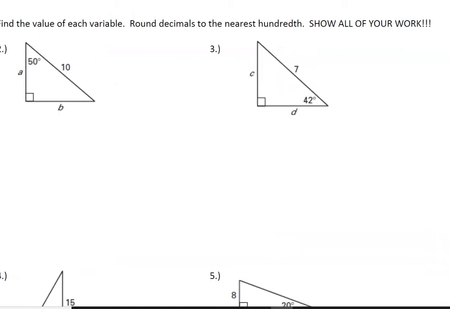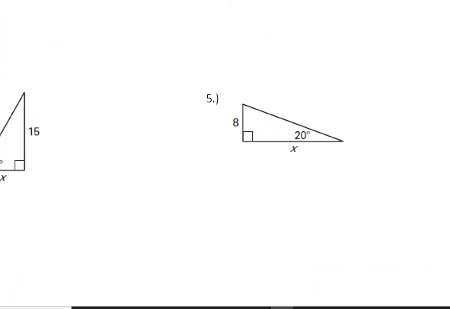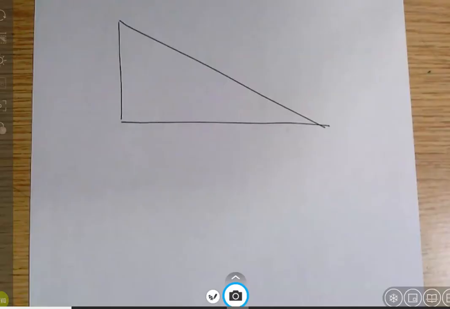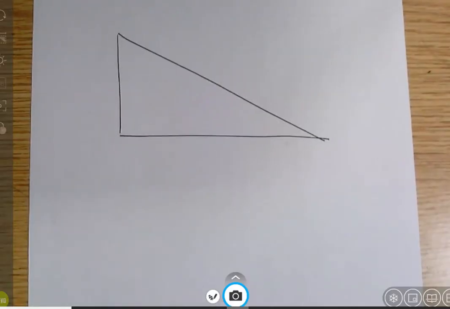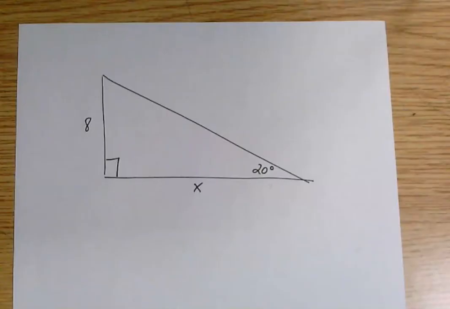So let's talk about that. The first one I think I want to do here is number 5 on this sheet we were just looking at. There it is. So I'm going to draw number 5 myself. And let's see, I have 8 and 20 degrees and x. Okay, so here's what that problem looks like.